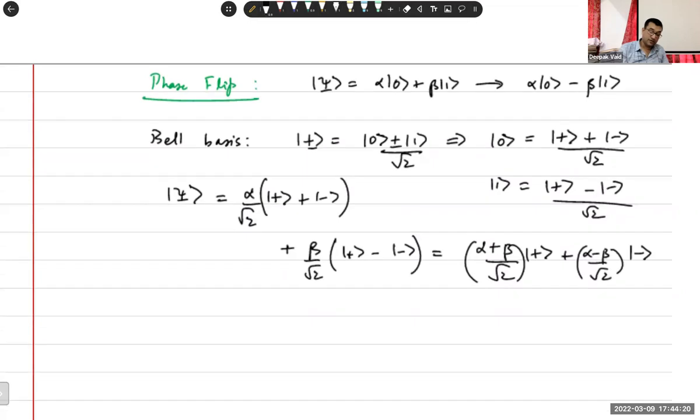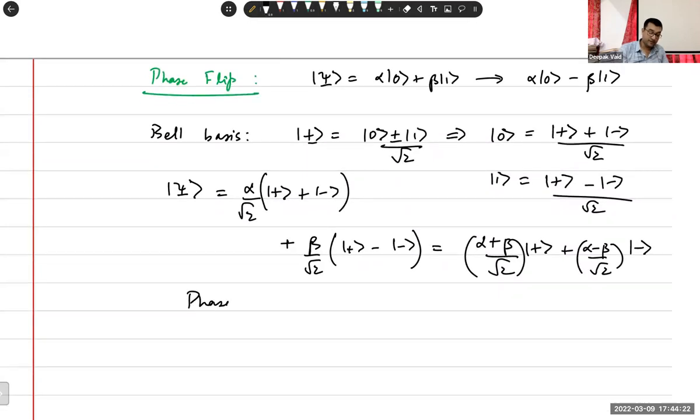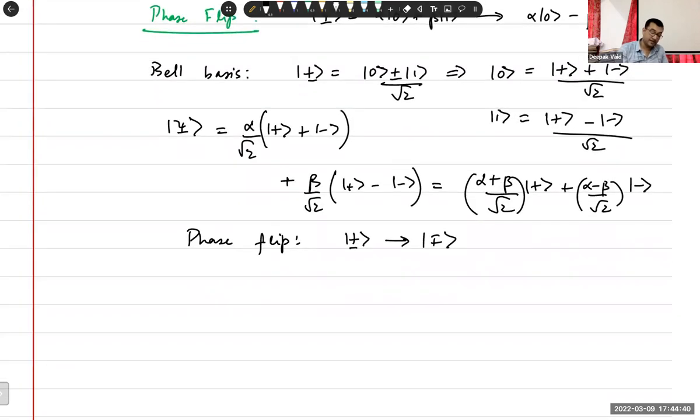So a phase flip takes plus minus to minus plus, right? In this basis, you can see that a phase flip corresponds to a bit flip in the Bell basis. So in the Bell basis, under the phase flip, you would go from alpha plus beta by root 2, this would become the minus state, and this would become the plus state.